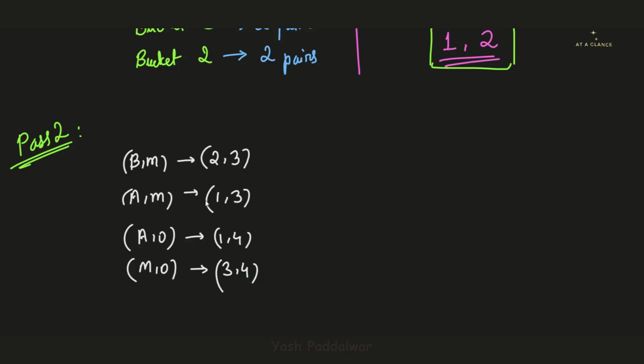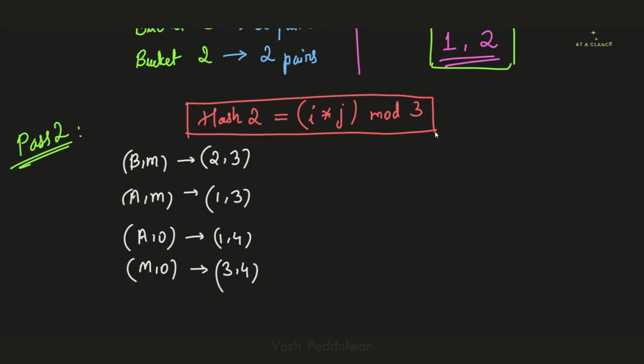Now, what we need to do in pass 2, we'll have to use a new hash function for mapping all these pairs to a bucket value. So we'll have to construct a new hash function, and let's say the name of the hash function is hash2, and this time we are taking the function i multiplied by j modulo 3. So this is the hash function that we are going to use for every single pair to find out its hash value, and that hash value will decide which bucket that particular pair will belong to.